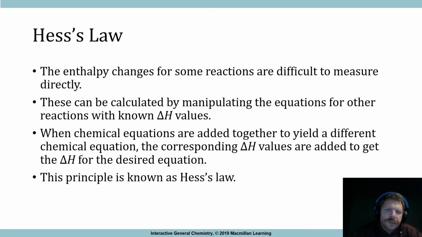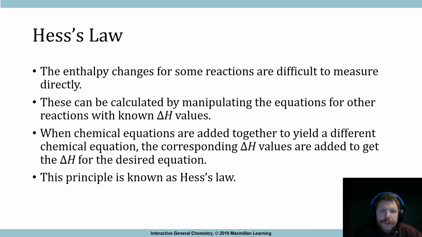The enthalpy changes for some reactions are difficult to measure directly, and that is kind of the foundation for which Hess's law is appreciated. These can be calculated by manipulating equations for other reactions with known delta H values. The way that I always think about it is, well, I don't necessarily know how to get from San Marcos to Detroit, but I know how to get from San Marcos to Cincinnati, and I know how to get from Detroit to Cincinnati. Maybe I can sew those pieces of information together to get me from San Marcos to Detroit.